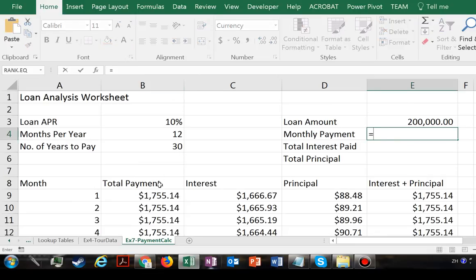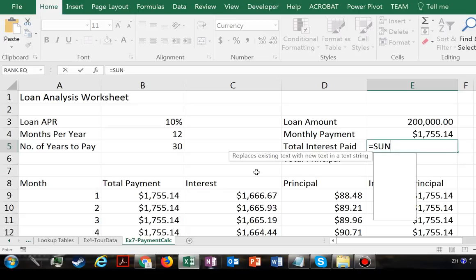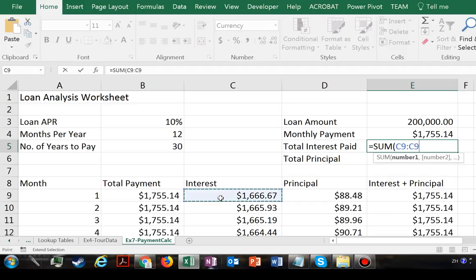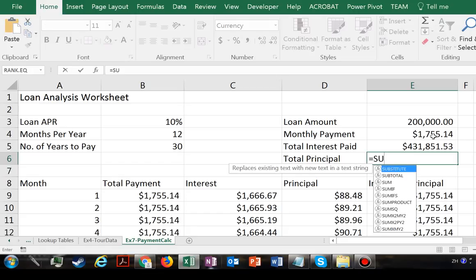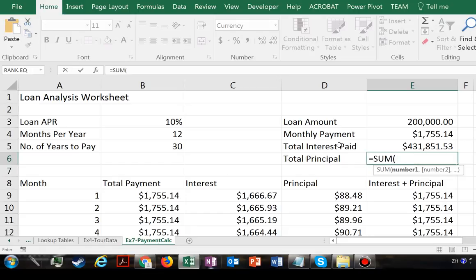So monthly payment is constant, so we can just set it to be equal to B9. Total interest paid is the sum of all our interest payments. So we start at C9, and if you recall, we go all the way to row 368. So this is the total amount that goes to paying off interest and the total amount that goes to paying off principal. Again, we go all the way to 368.